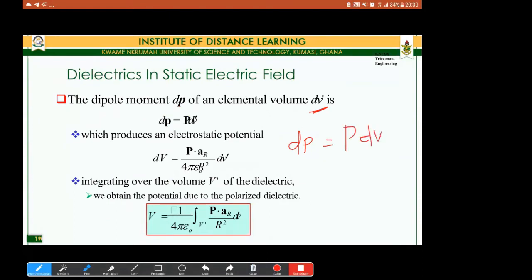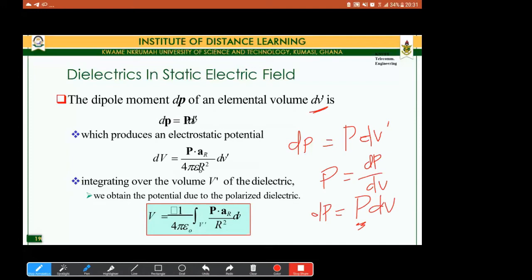P dV prime. Why? Because P equals what? The sum of the dipole moments divided by what? dV, as we saw in the previous slide. And therefore, the dipole moment here must be equal to P times what? dV, where P here is the polarization vector.